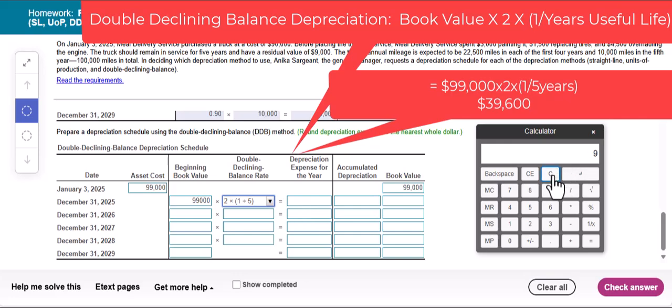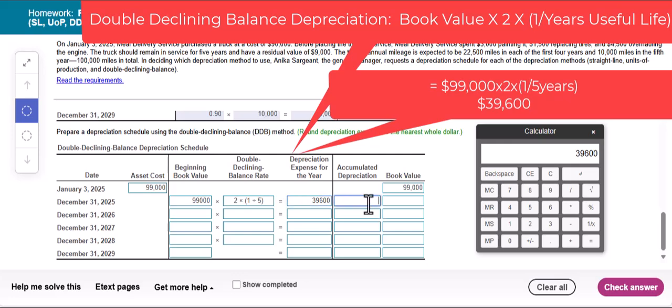So we'll have 99,000, and then we're going to multiply that by 2 divided by 5. And that total is 39,600. And again, the way I calculated that, it's a little bit of a shortcut there, but you'll see it here up above in the notes.